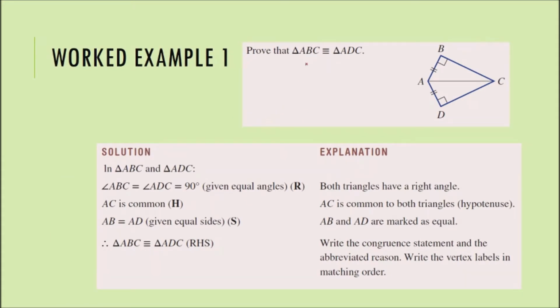So worked example 1. The question says prove that this is triangle ABC. Prove that triangle ABC is congruent. That's what the 3 lines mean. It's not an equal sign. Don't get confused. So prove that triangle ABC is congruent to triangle ADC.